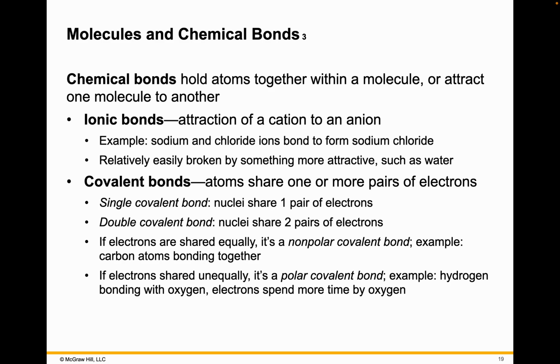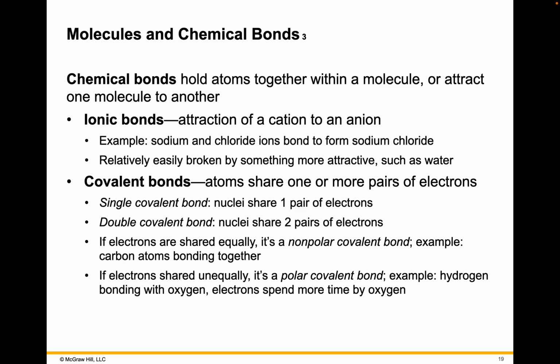Chemical bonds that hold those atoms together are one of two types, either an ionic bond or a covalent bond. An ionic bond is the attraction of a cation to an anion. So the sodium chloride we looked at is an example of an ionic bond. The ionic bond is relatively easy to break by something that has a more attractive power than the two ions, water being one of those things, one of the reasons water is such an important compound in life.